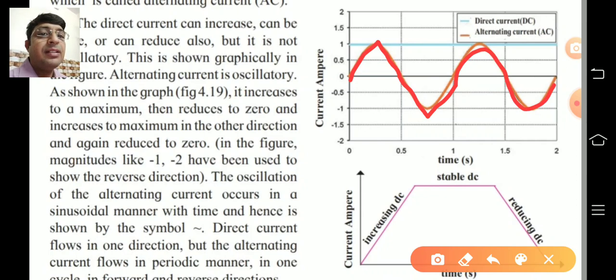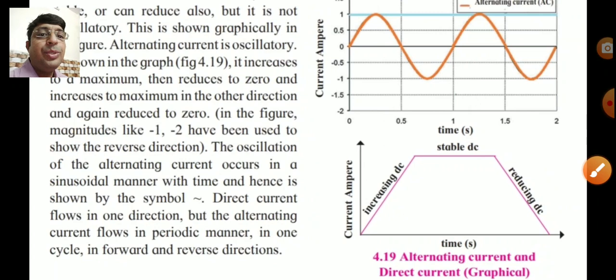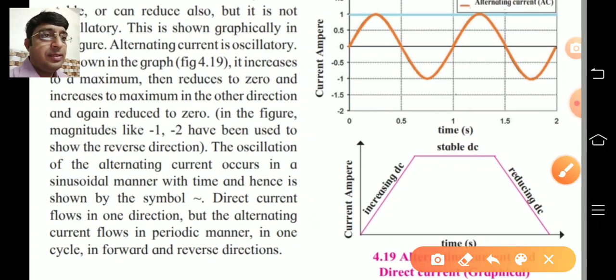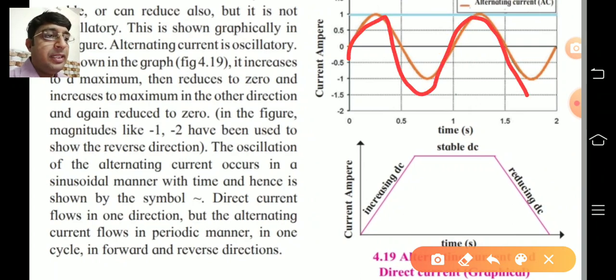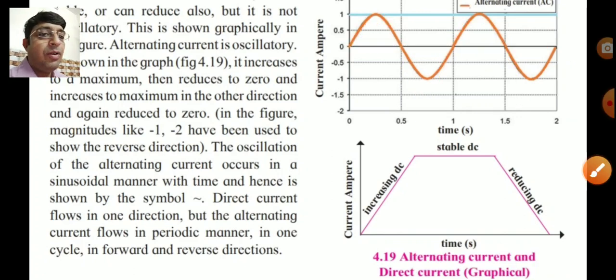In the figure, magnitudes like here +1 and here -1, clear? Check in the graph, they have been used to show the reverse direction. This is the upward direction, then downward direction, again upward, again. It is called a, so related to this middle line or axis shows what?